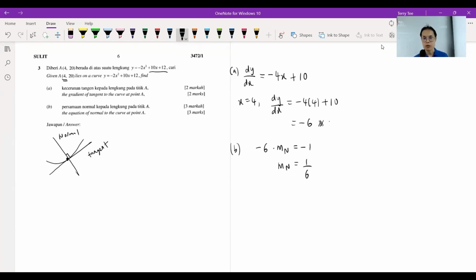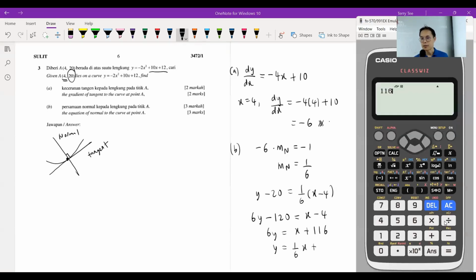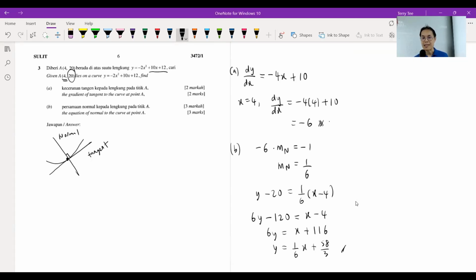So to form equation of normal, we use y minus y1. My y1 will be here, 20. My gradient of normal is 1/6. My x1 is 4. Let us multiply over, 20 times 6 is 120. Fairly big number. Bring this over, 6y is x plus 116. Then we just divide them, right? So when you divide them, 116 divided by 6, you will get 58/3. There you go. That's your equation of normal or persamaan normal.